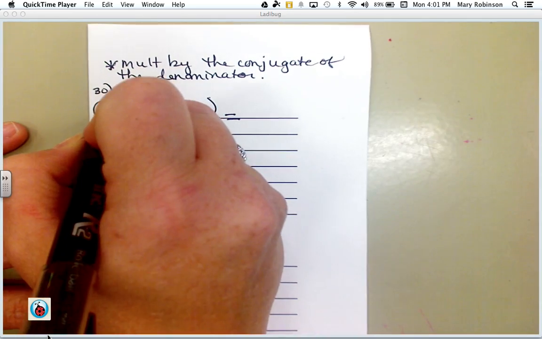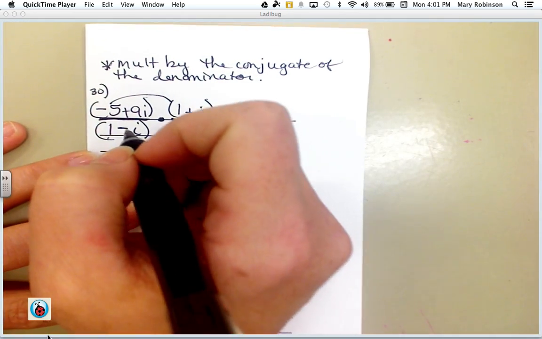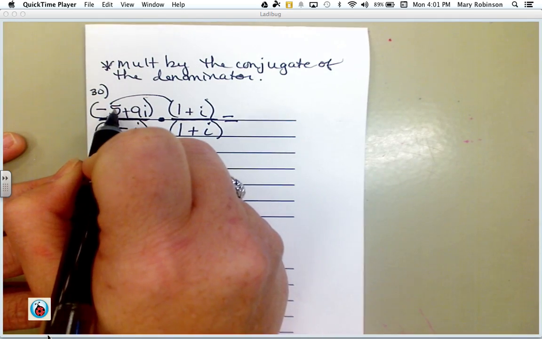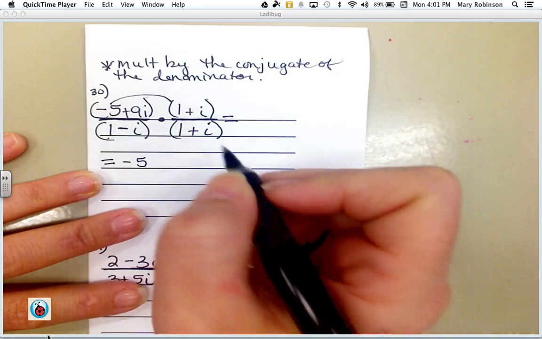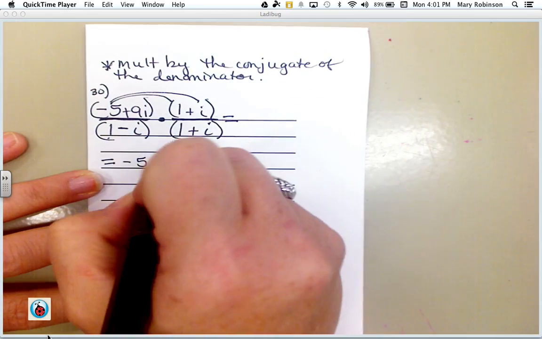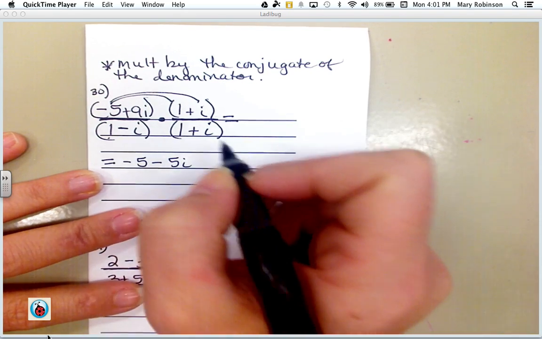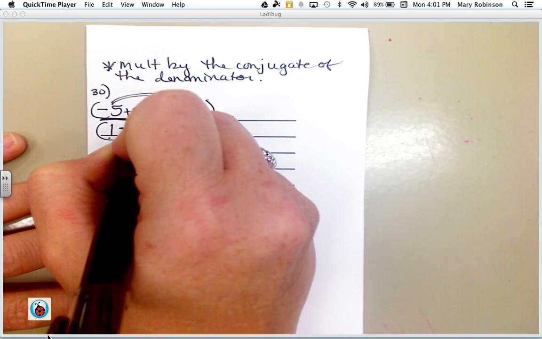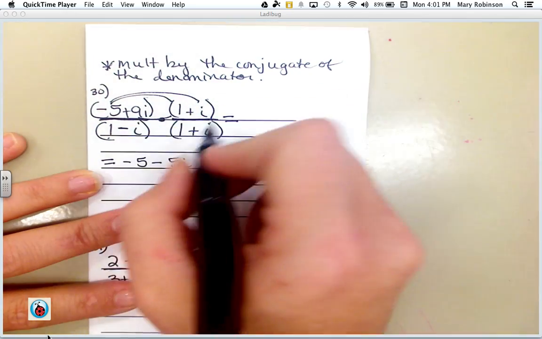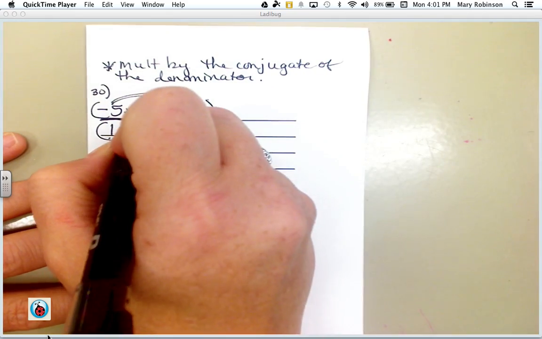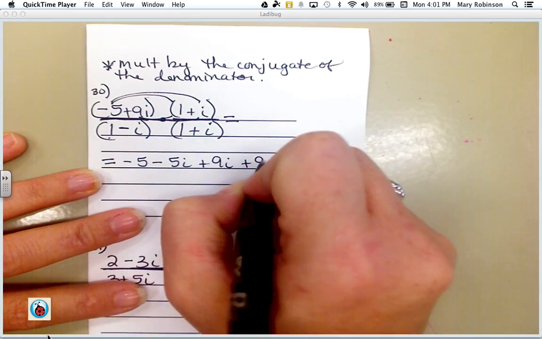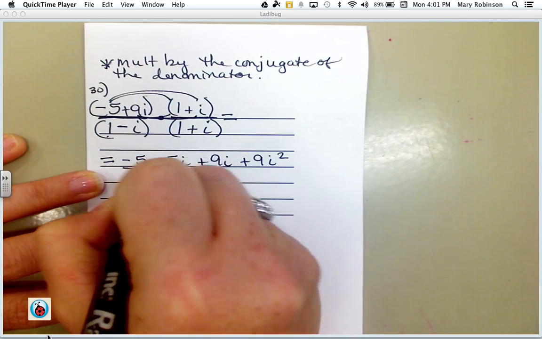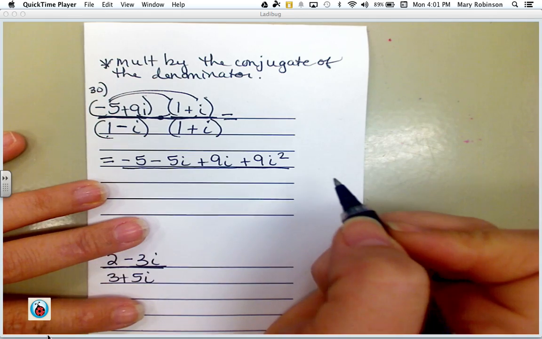To do that, we multiply the first terms together, so we're going to double distribute. So I'm going to come down here, and we're going to write that negative 5 times 1 is negative 5. Negative 5 times I is negative 5I. Then multiply 9I times both terms, distribute that. So 9I times 1 is positive 9I. 9I times I is positive 9I squared. We are going to simplify that, but let's go ahead and repeat that process in our denominator.